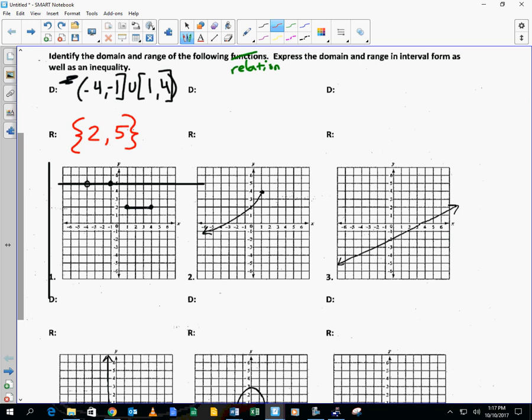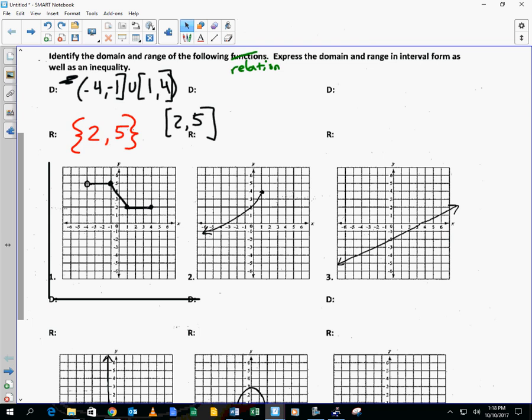Okay. Now, let's be clear, folks, that if the graph looked like this, then it would be from 2 to 5 with brackets, because it would be saying it would include every value in between 2 and 5, whereas this is specifically only the values 2 and 5. So like you would list off a roster on a basketball team with specific players, that's what we're doing here as well.